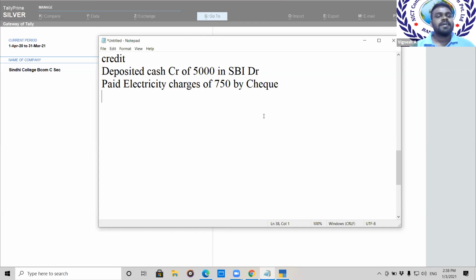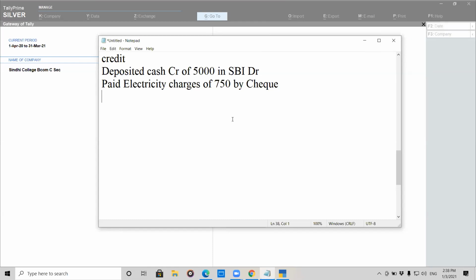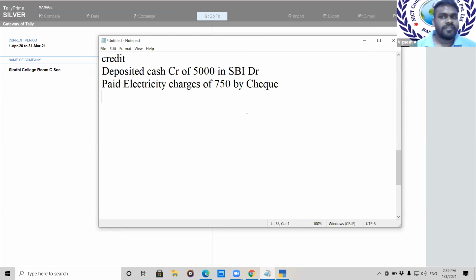Is the bank debiting or crediting, sir? Crediting. Bank is crediting. By check, the cash goes out of the bank, so the bank is crediting. Very good. So I'll clarify, Aditya, to everybody.